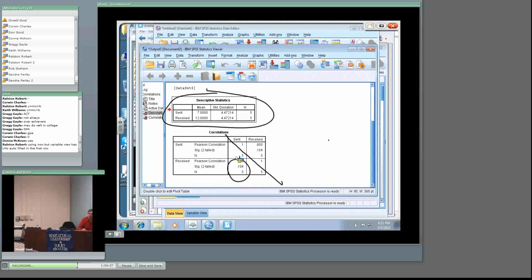The 0.8, that's my correlation. Does that sound familiar? That's the exact thing they cranked out on page 142. So R is equal to 0.8 or 0.80. That's a positive correlation.